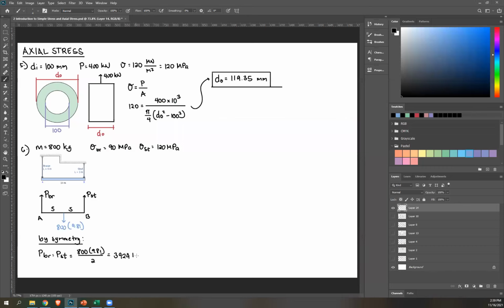And then from this, that's Newton, we can solve for dimension. So using these equations, stress equals force over area, P_BR over A_BR. There. So stress BR is 90. P_BR is 3924 over A_BR. Now let's check if our units are uniform. 90 MPa, Newton per millimeter squared, this is Newton, so uniform. From this, please solve what's A_BR.